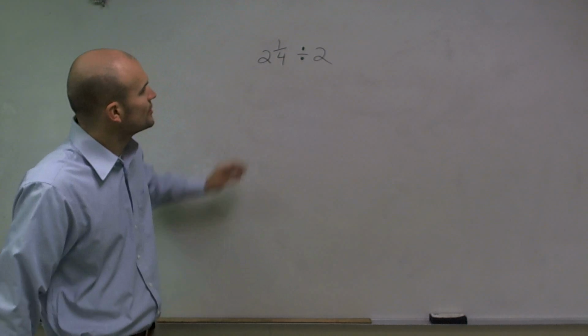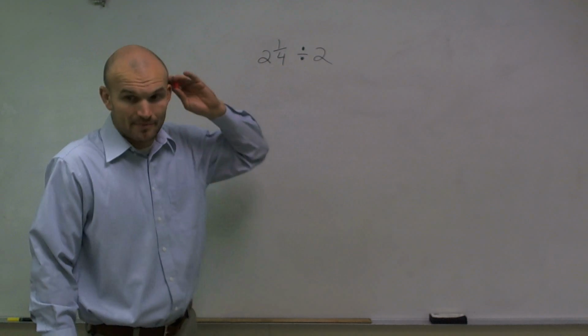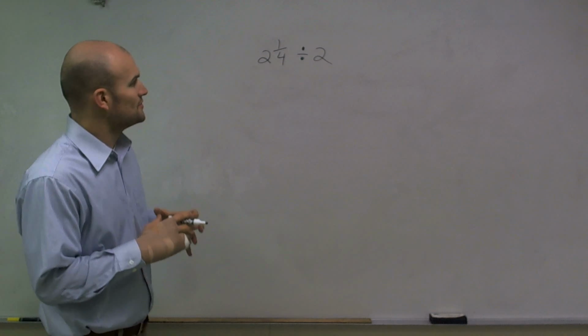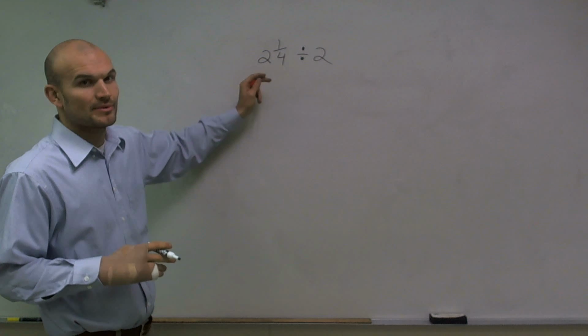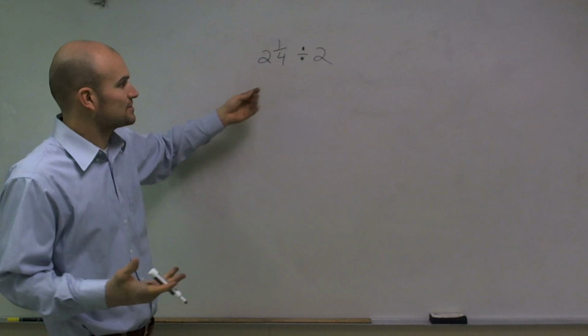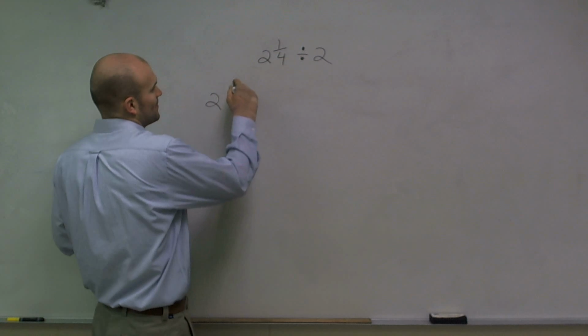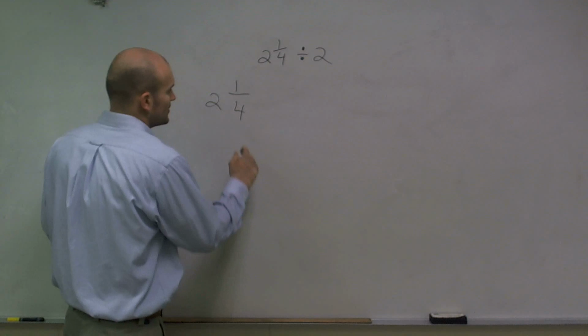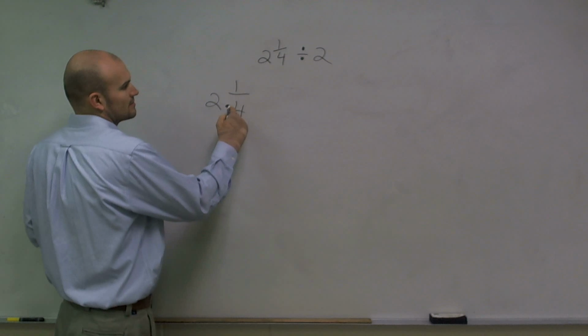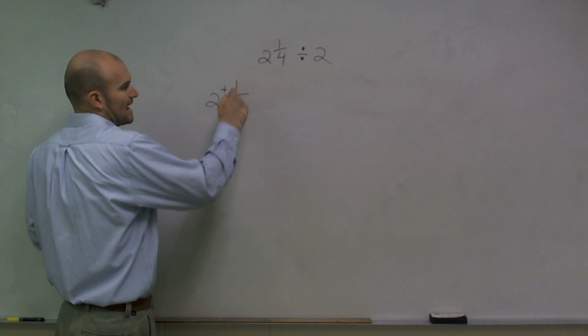Okay, what I'd like to do is show you how to take a mixed number and divide it by a whole number. To do this, we first have to take this mixed number and transfer it to an improper fraction. If you remember, to go from a mixed number to an improper fraction, I'm going to multiply my denominator times my whole number and then add it to my numerator.